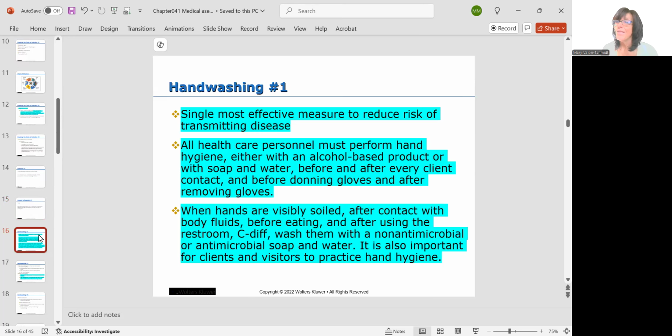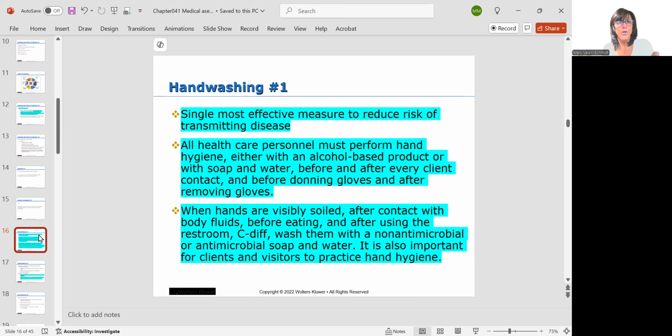Okay. And then back to hand washing. I can't say this enough. The single most effective way to reduce the transmission of disease is washing your hands. You have to wash your hands thoroughly with soap and water, and it doesn't even have to be antimicrobial. It could be any soap and water. There's got to be friction, right? You have to make sure that you're getting between your fingers, under your nails.